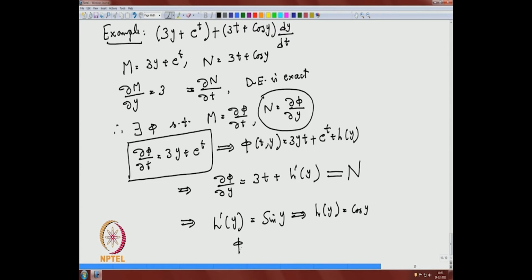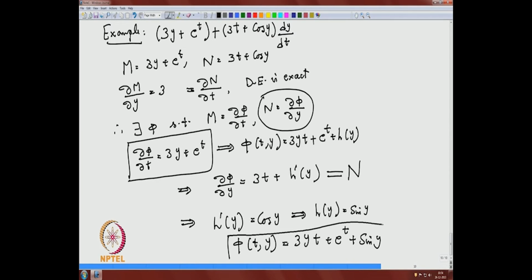So you will have phi of t, y equal to 3yt plus e to the power t plus sin y, or cos y. h prime of y is cos y here, so h of y is equal to sin y here. You can work with other things also, that is not a problem. Setting this equal to a constant will give you the solution. You can work out plenty of things like that.